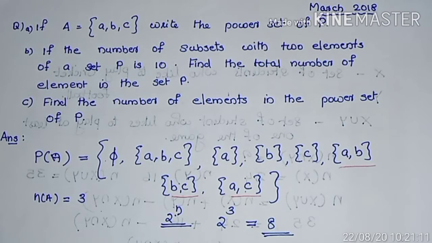Okay, then second question. If the number of subsets with two elements of a set P is 10, find the total number of elements in the set P. This is an indirect question.